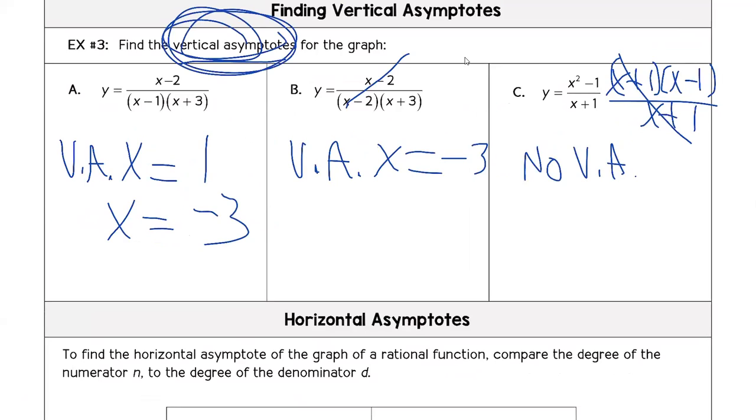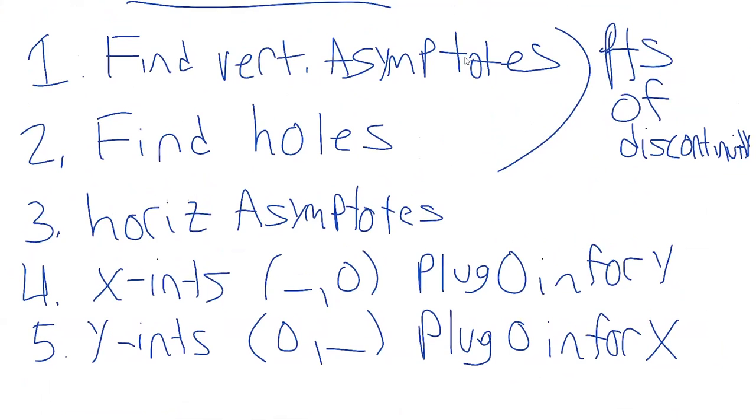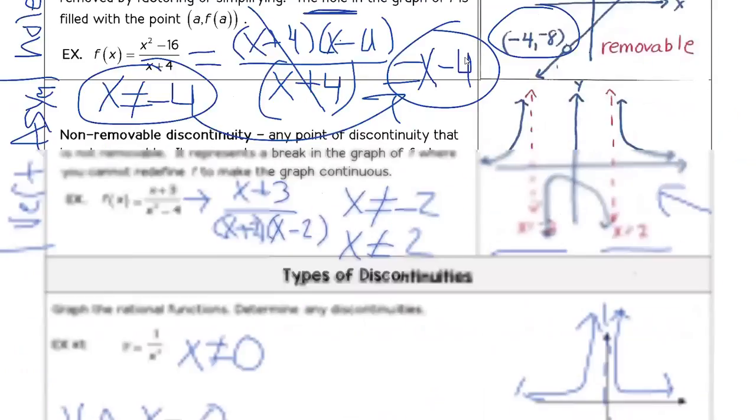So if you remember our 5 goals for today, we said finding vertical asymptotes, we said finding holes, and we talked a little bit about x and y intercepts. The one thing we haven't touched at all so far is horizontal asymptotes. So that's what we're going to look at next.